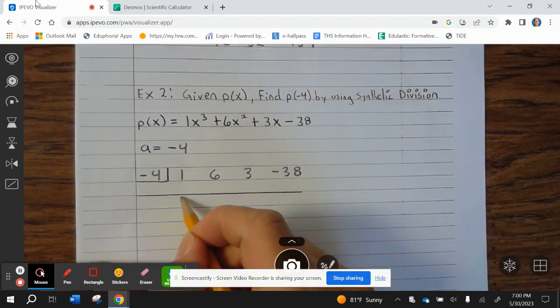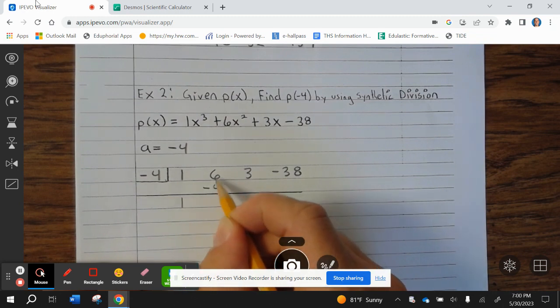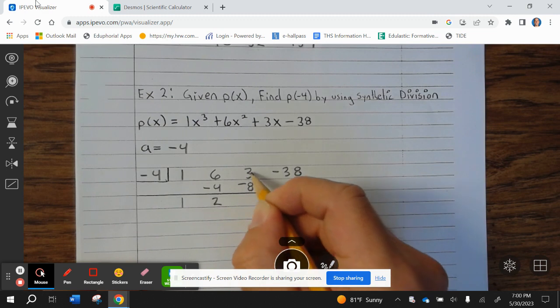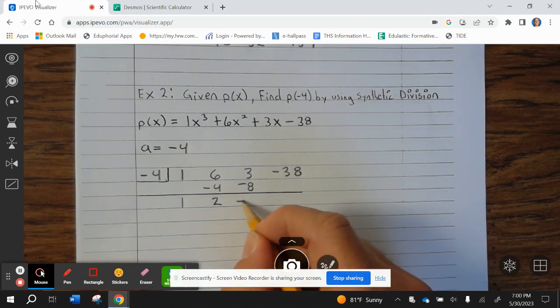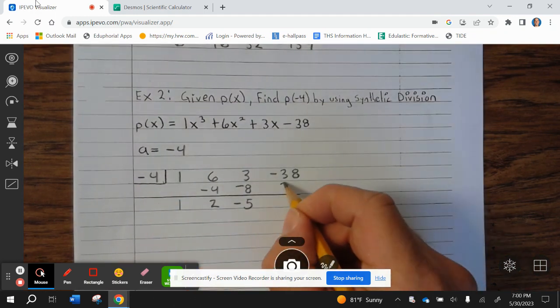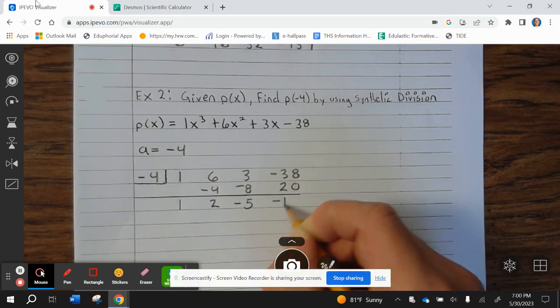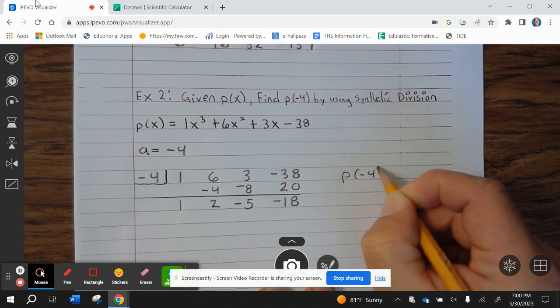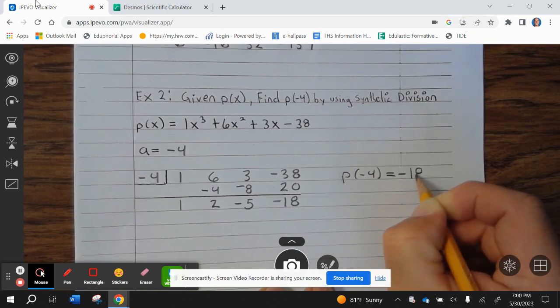So we bring down the 1. Negative 4 times 1 is negative 4. 6 minus 4 is 2. Negative 4 times 2 is negative 8. 3 minus 8 is negative 5. Negative 4 times negative 5 is a positive 20, which combines to be negative 18. So p of negative 4 equals negative 18.